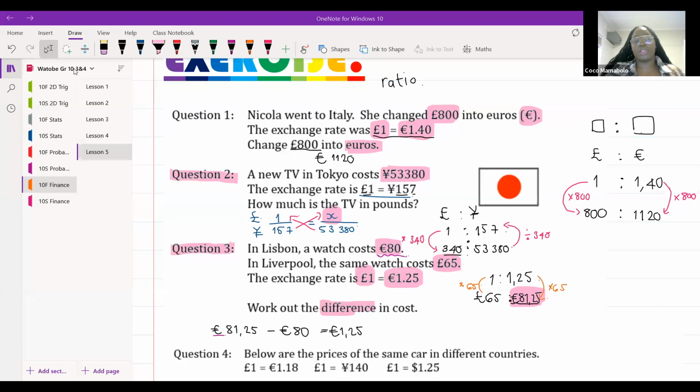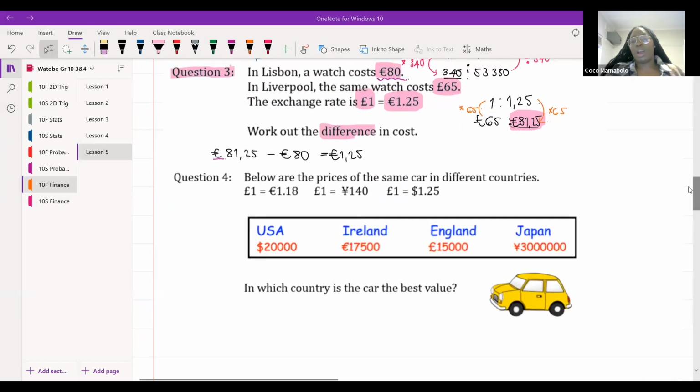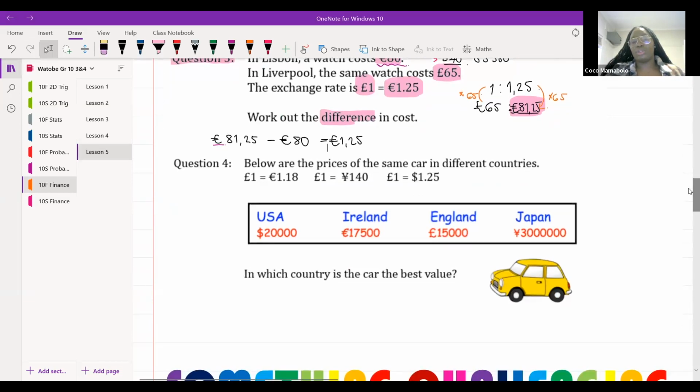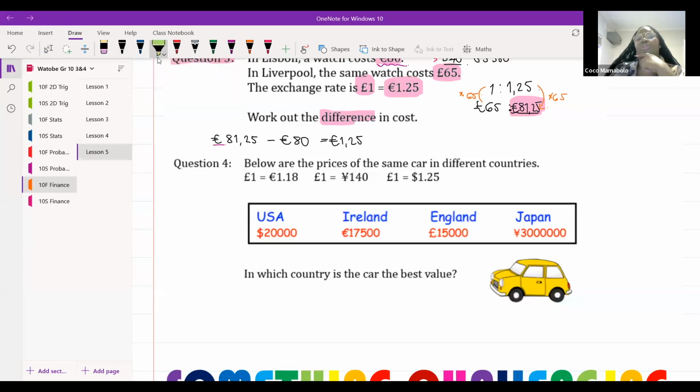All right. Okay, we're all going to do this last one together. So this one requires us to check where the car has more value. So we're going to have to compare everything to which currency are we going to compare all the other currencies to? Who can tell me? The question here says, below are the prices for the same car in different countries. What exchange rate are we going to compare to all other countries? Who can tell me? Which currency?